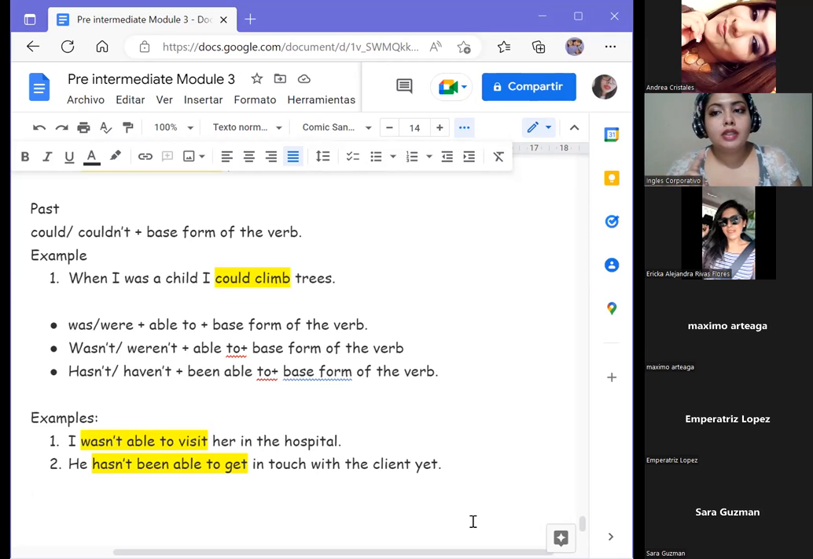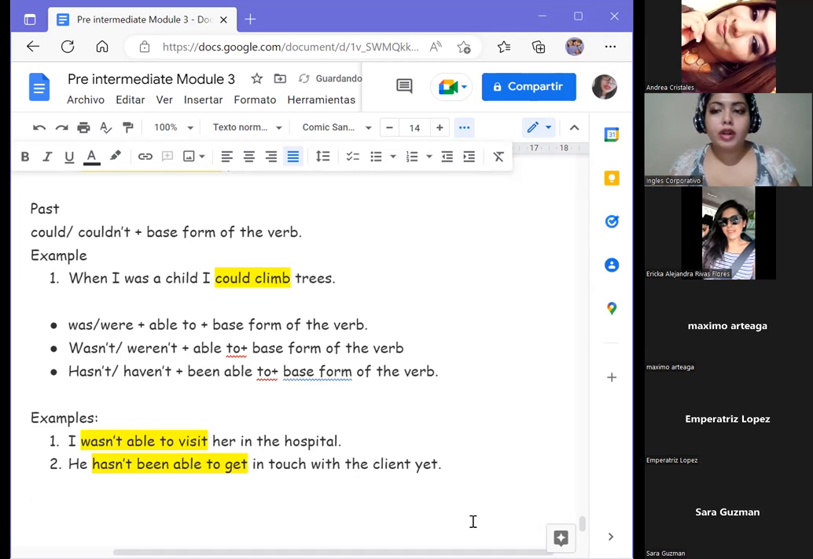Así que cuando estemos utilizando can and could, no vamos a utilizar el infinitivo, no le vamos a poner el to al verbo, porque no está correcto. Así como el ejemplo, I can to help, no es correcto decir I can to help, es I can help you. So in that case, we are not going to use the infinitive.